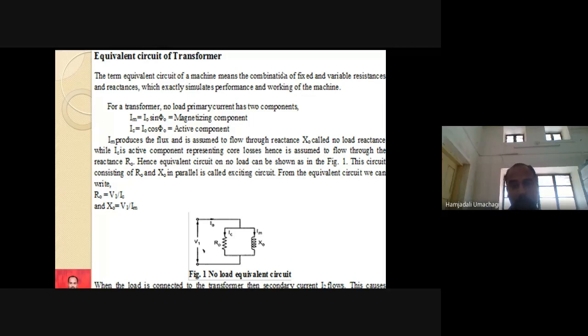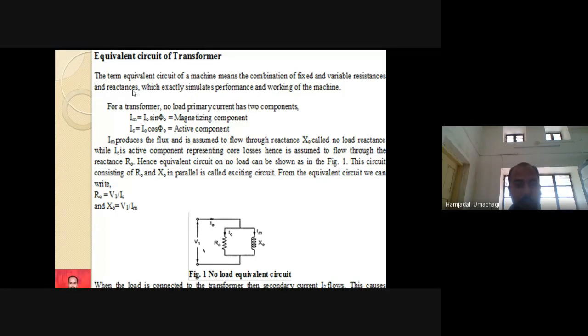Any parameters related to the transformer, I need to convert that transformer device into some electrical parameters. So that electrical parameter representation is nothing but what? Equivalent circuit. Circuit means what? It is a combination of electrical passive elements. Yes or no? Now here this equivalent circuit is the combination of fixed and variable resistances and reactances.